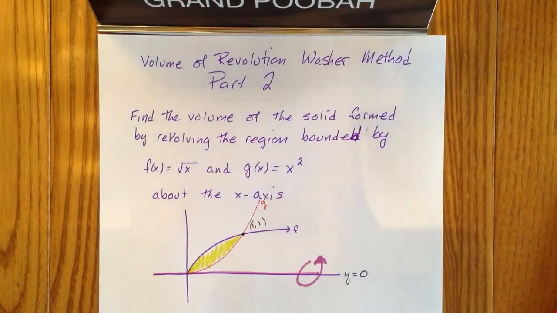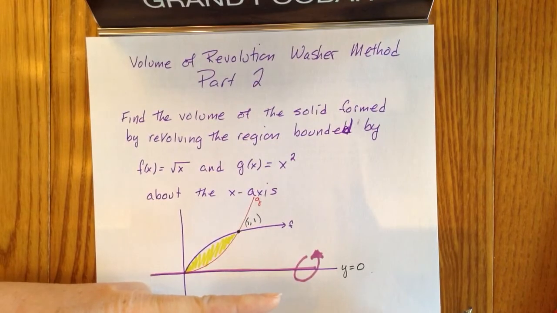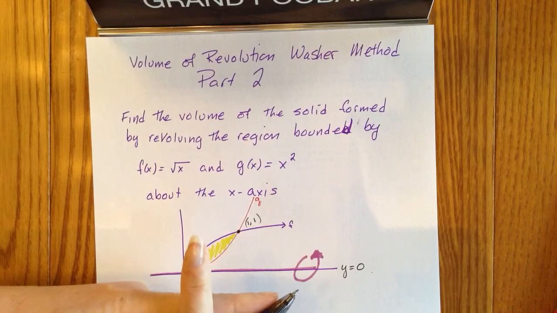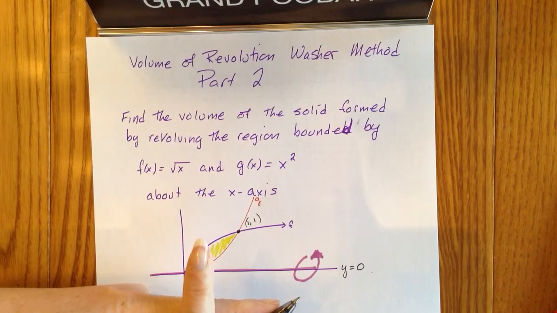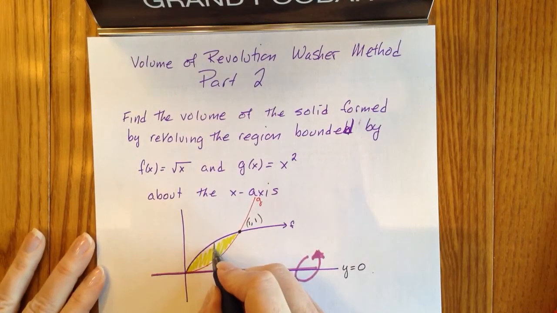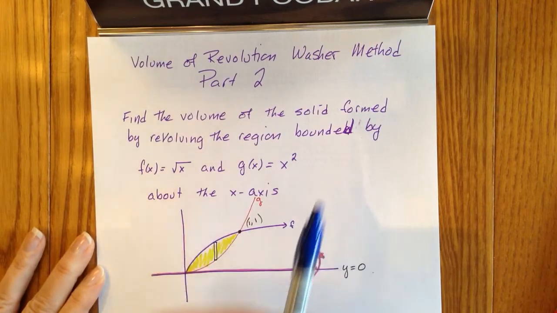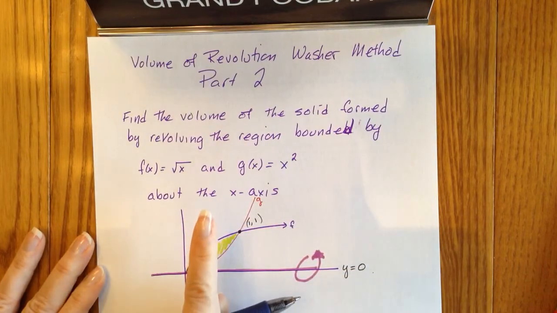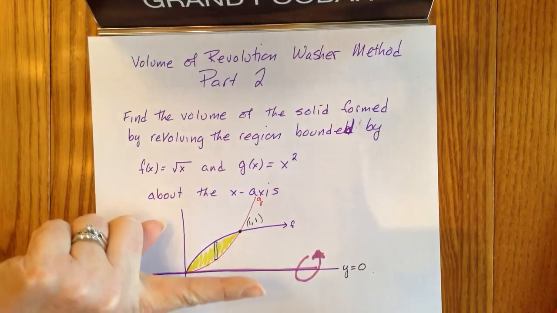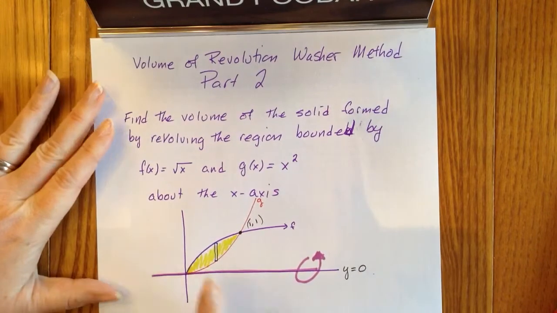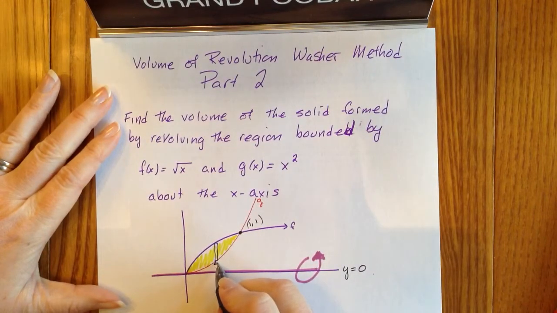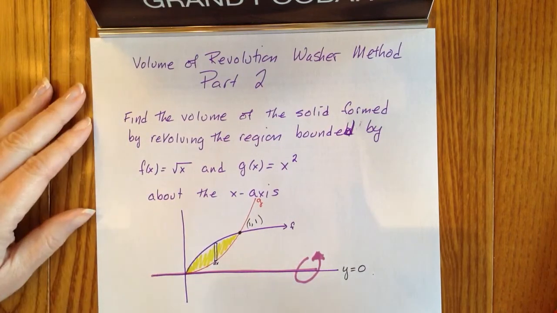Now, this is key. Because the axis of revolution is horizontal, when we use the washer method, the rectangle that we draw needs to be perpendicular, therefore vertical. In other words, this little rectangle represents all of the rectangles that I will be revolving. It is drawn vertical because the axis of revolution was horizontal. And that defines for me the fact that there is a small change in x for the width of each and every one of these rectangles.